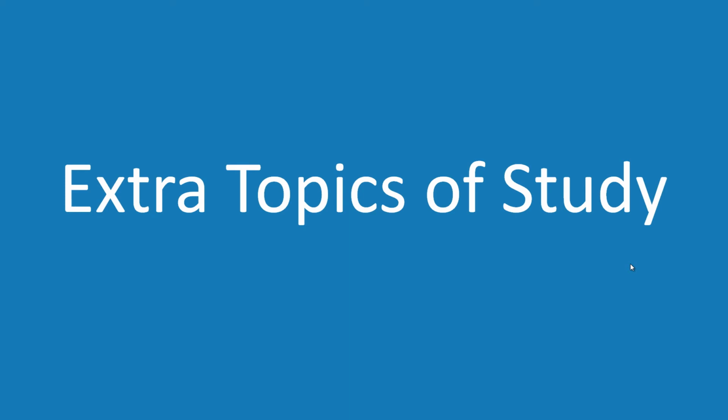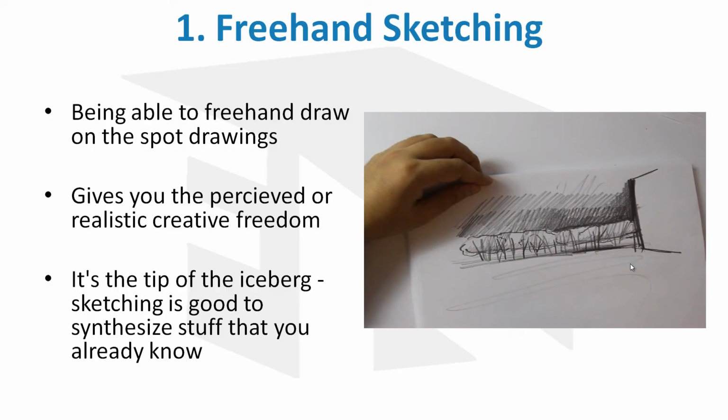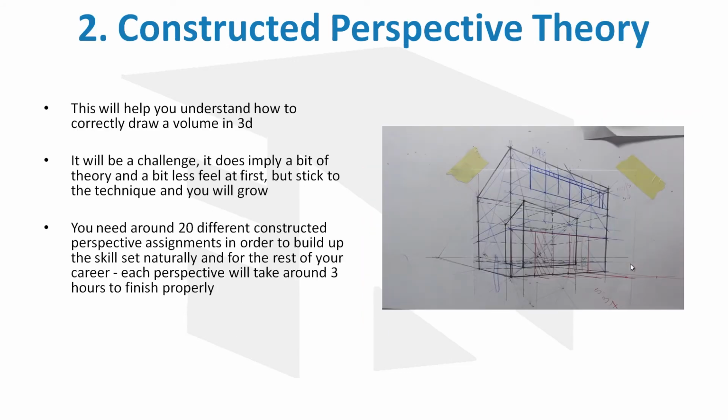Okay, so let's go for some extra topics of study, which I think are quite important for you to know. Again, it's line drawing, but you realize that line drawing is just a part of architectural drawing, a very important part, right? Freehand sketching is going to fit quite nicely into that. You need to be able to sketch on the spot. You need to have the creative freedom, or perceived creative freedom, of being spontaneous. And sketching is very good to put things together, to synthesize them into something, right?